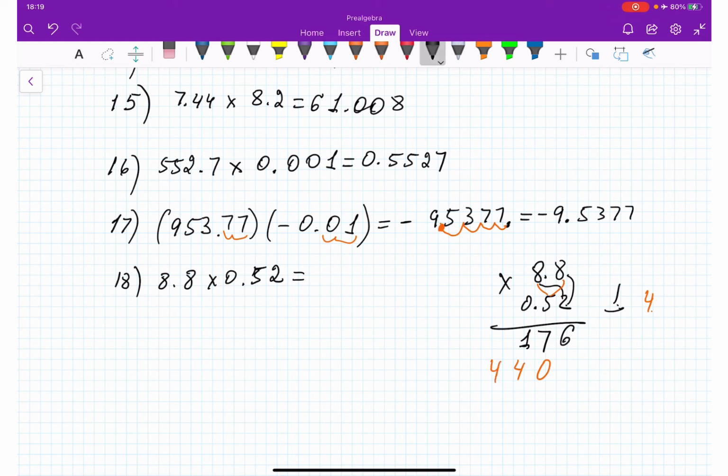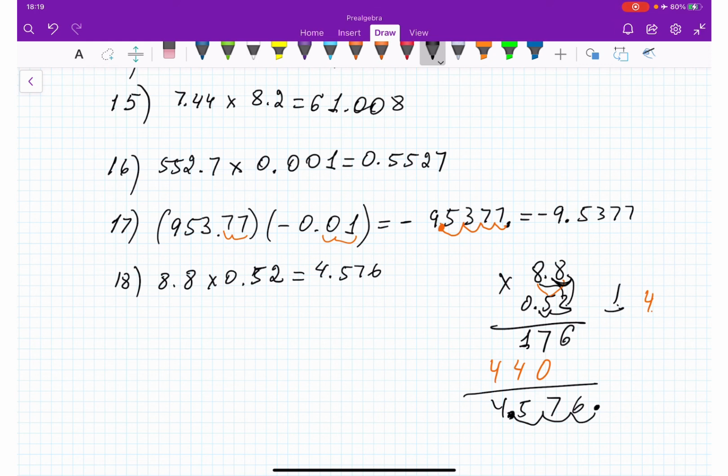All right, so if I add them, 6, 7, 5, 4, the point is here. How many decimal notations? 8 is 1, 1, 2. So the total will be 3, coming back, 1, 2, 3. So the answer is going to be 4.576.